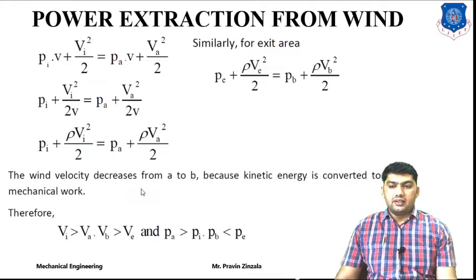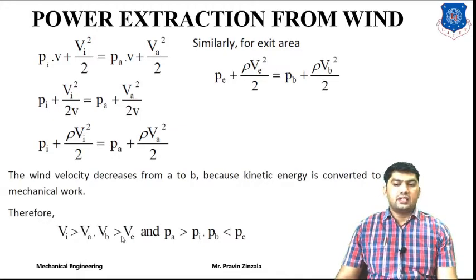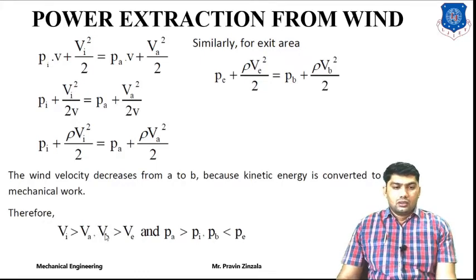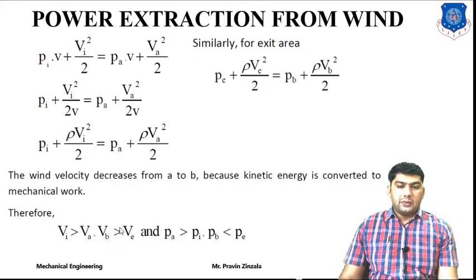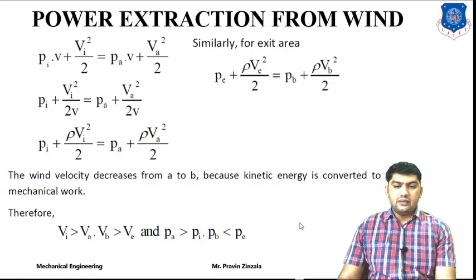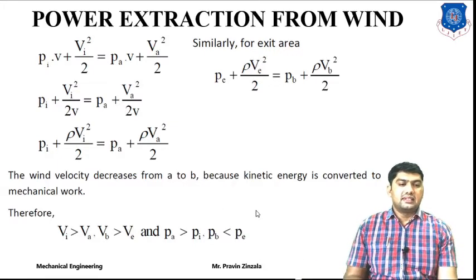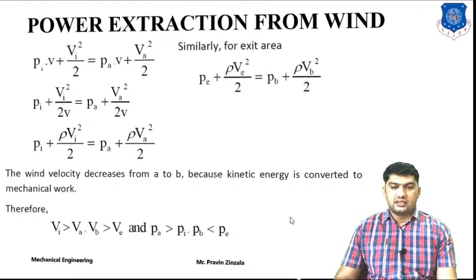In this equation we also consider that Vi, the incoming velocity, is greater than the inlet plane velocity. Same is like, the velocity at the outlet plane is greater than the velocity at the exit. Same is like, pressure at the inlet plane is greater than incoming side pressure, and pressure at the outlet plane is less than that at the exit side. So the same we can also discuss in the diagram of pressure versus distance and velocity versus distance.